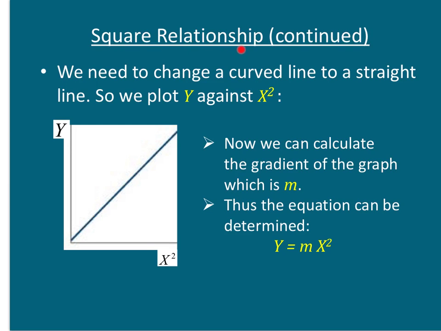Square relationship continued. We need to change the curved line on the previous page to a straight line like this. So we plot y versus x squared, not y versus x. And then we end up with a straight line, and we draw a step like this, work out the gradient, rise over run. So that's the gradient, and then we can just write y equal to mx squared.